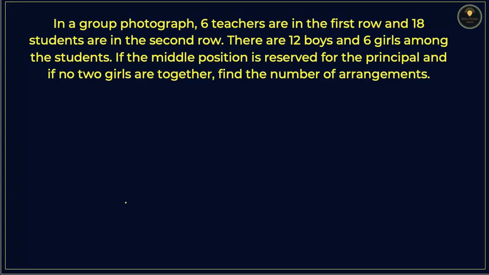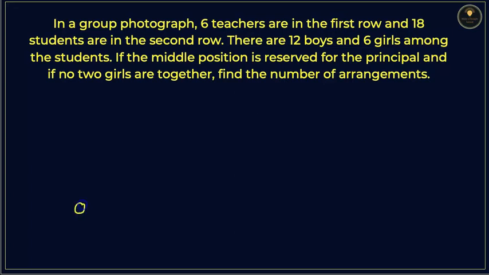In this problem, we have to find the number of arrangements of a group photograph in which 6 teachers are in the first row and 18 students are in the second row. In the second row, there are 12 boys and 6 girls. The condition given is that the middle position is reserved for the principal, and no 2 girls are together. So we have to find the number of arrangements.